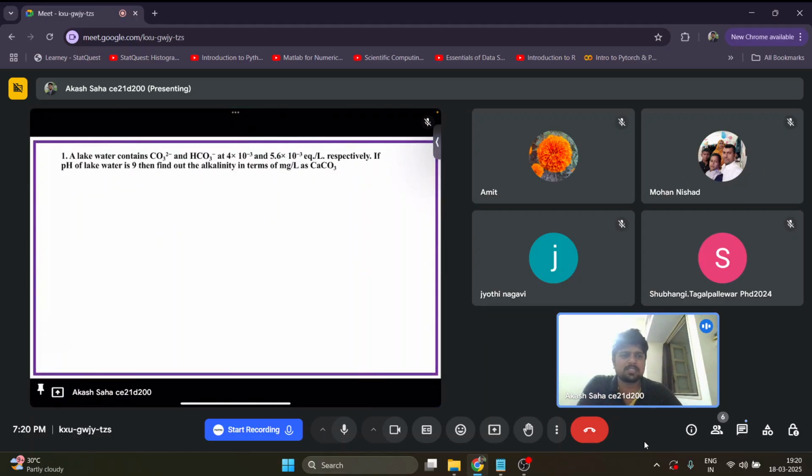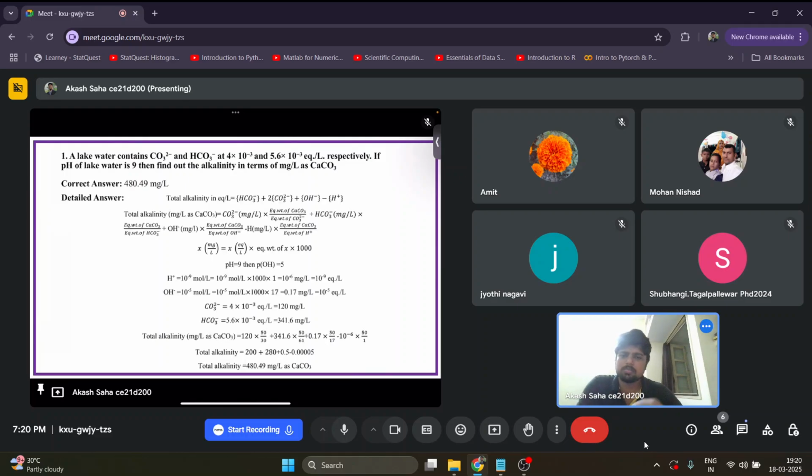So I hope this question is clear to all of you. The same thing is being reported here: total alkalinity in terms of equivalents per liter, then milligram per liter as calcium carbonate. So for that, we have to do all these conversions.